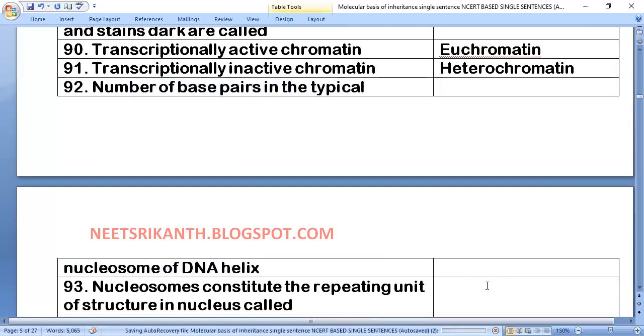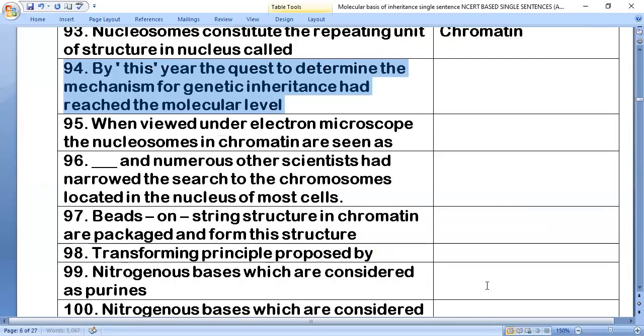Number of base pairs in a typical nucleosome of the DNA helix: 200 base pairs. Nucleosomes constitute the repeating unit of a structure in the nucleus called chromatin.